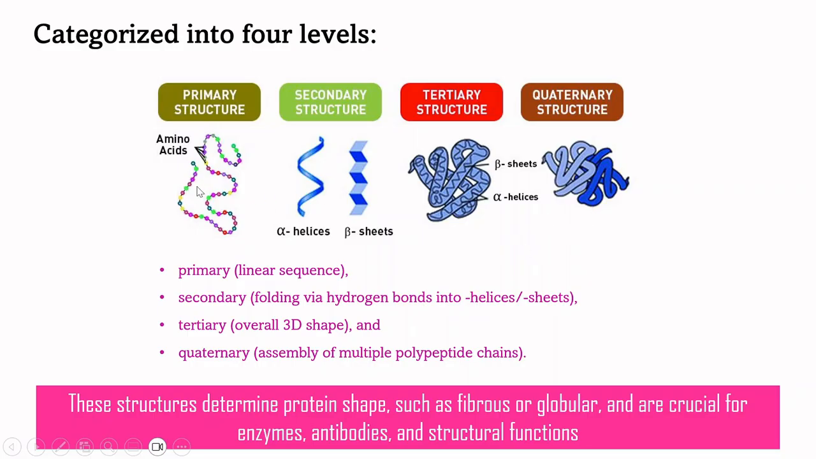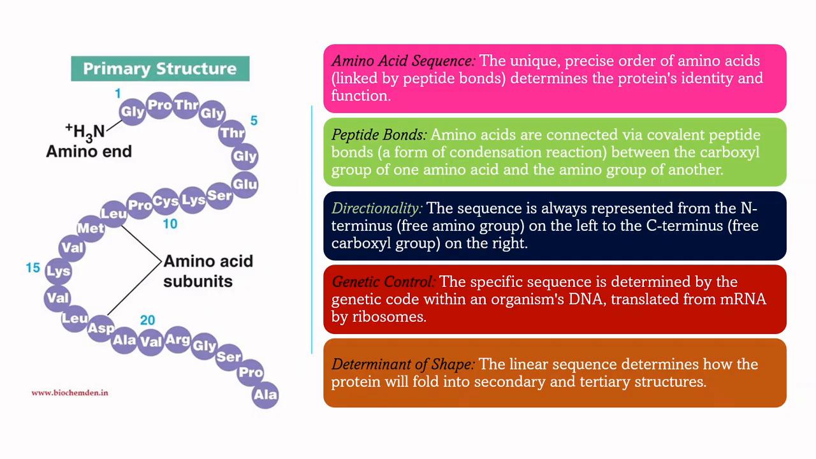And each of these structures, that is primary, secondary, tertiary, and quaternary, determines the shape of a protein, whether it is fibrous or globular, and it is crucial for enzymes, antibodies, and the structural function of protein. Now, let's go see the structures one by one. So, the first is primary structure.